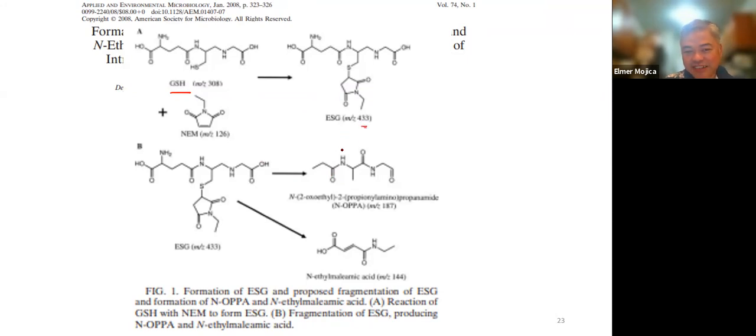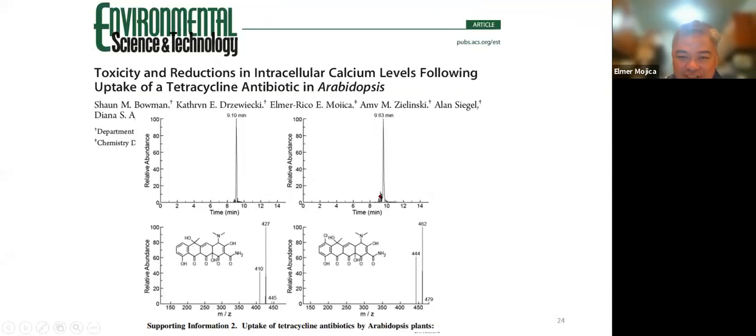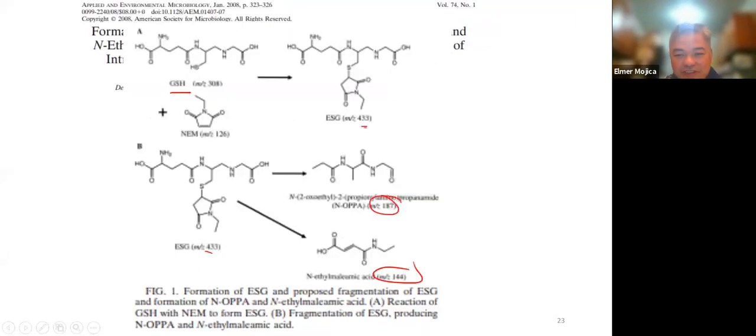Okay? So ano namin, meron kaming nakikita na 433. And then when we break it down, yung 433 nagpo-form ng 144 at 187. Ito yung fragmentations na nakikita. Wala pala dito yung fragmentation, but ito yung nakikita namin fragment. And I try to deduce them.